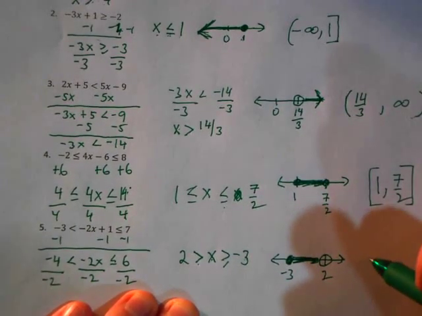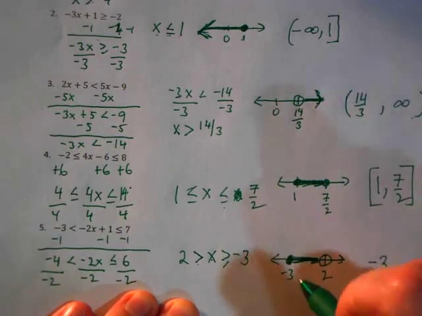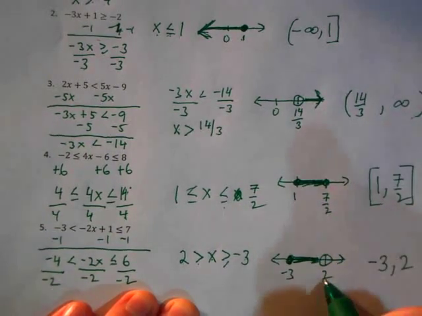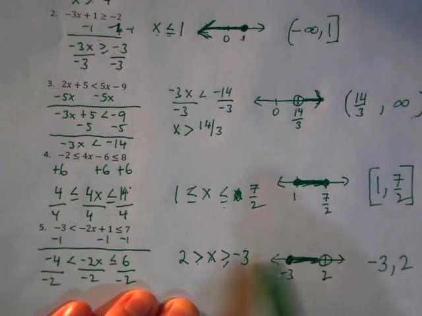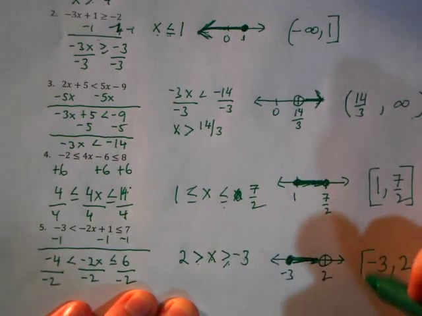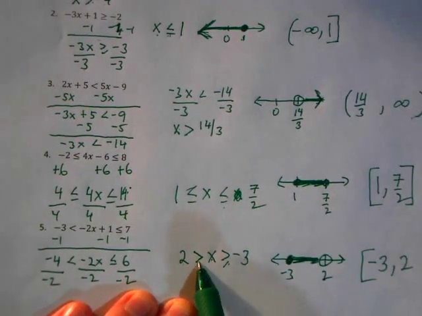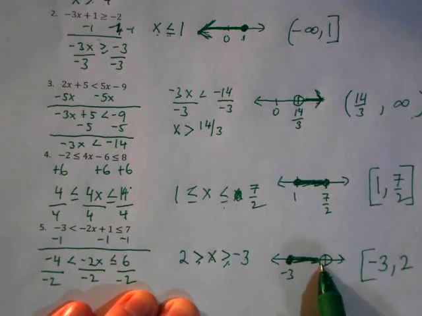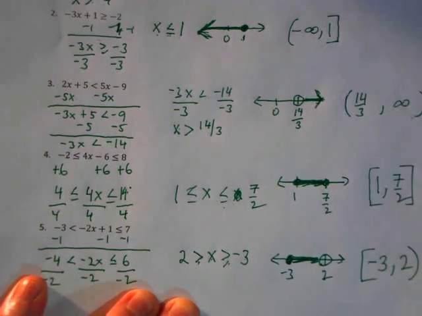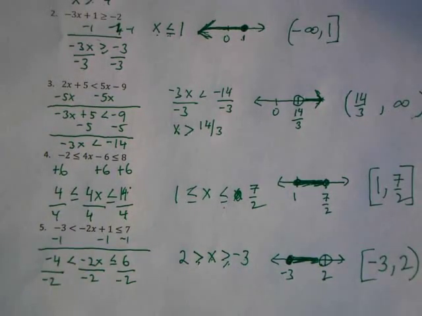And in interval notation, we would have negative 3 is the smallest, 2 is the biggest. Negative 3 has a dot, negative 3 has an equal, square bracket. 2 has a greater than, no equal to, 2 has a circle, so 2 gets a round one. Okay, so that's it for solving linear inequalities.